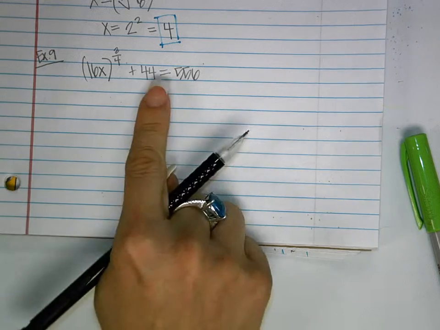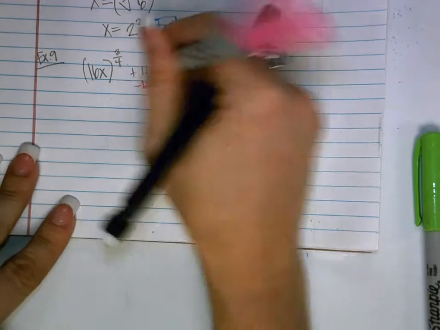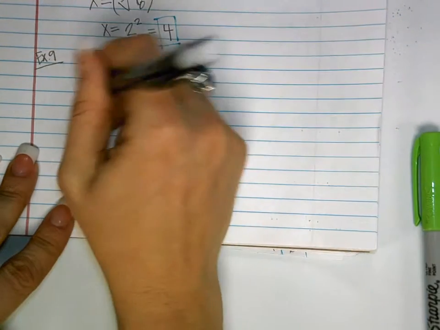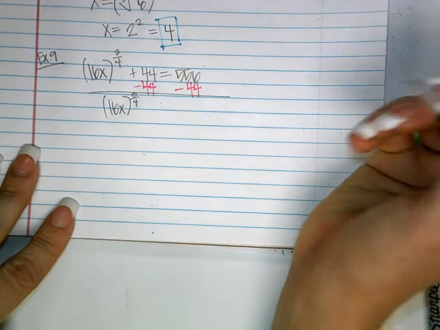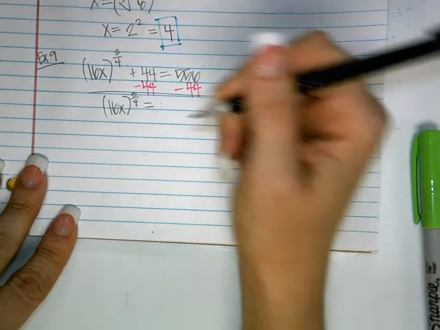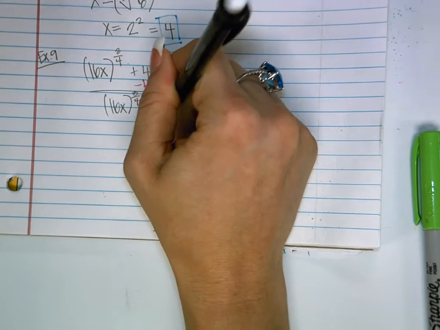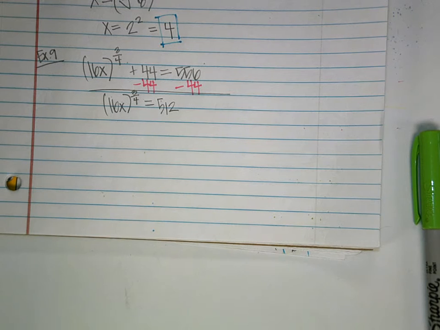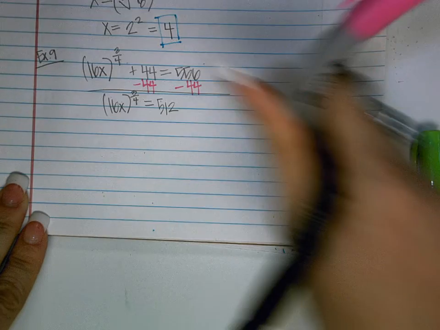Where would you start this? Any ideas? Start by subtracting 44. If you subtract 44 from both sides, it's going to leave us with 16x to the 3/4 power equals, if you subtract correctly, 512. Now, how do I get rid of that 3/4 power? Take it to the reciprocal power. Exactly. So take both of these to the reciprocal power.